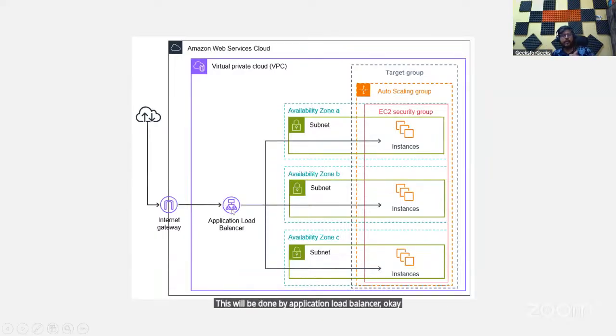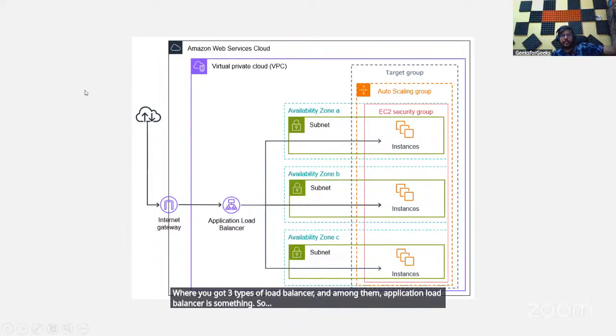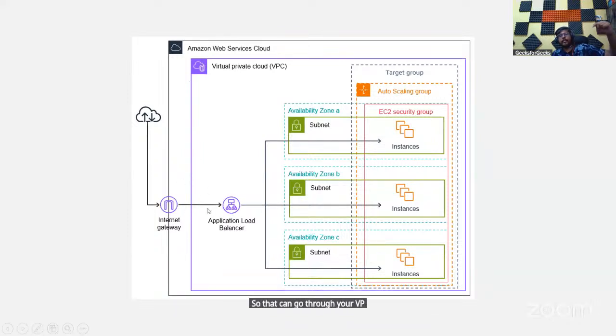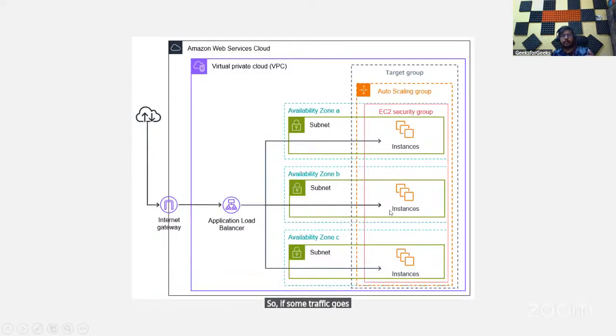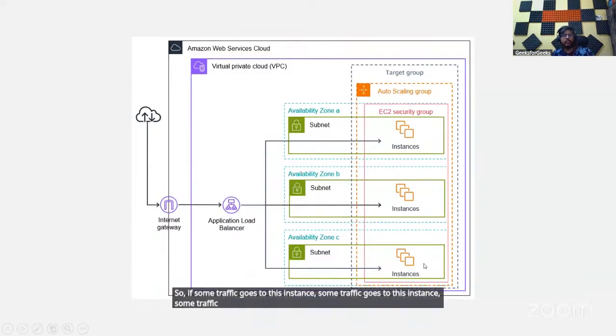Okay, the elastic load balancer, where you get three types of load balancer, and among them, the application load balancer is one. So the traffic enters through the internet gateway, so that it can go through your VPC, and then through the application load balancer, it's just going to distribute the traffic to however many instances are running. Okay, so some traffic goes to this instance, some traffic goes to this instance, some traffic goes to this instance. This is how the application load balancer works.